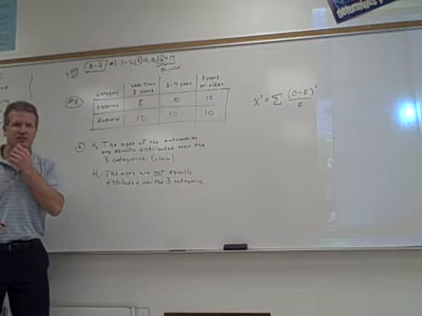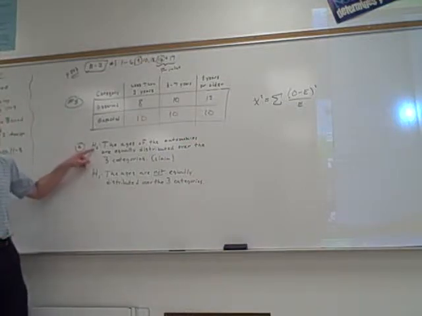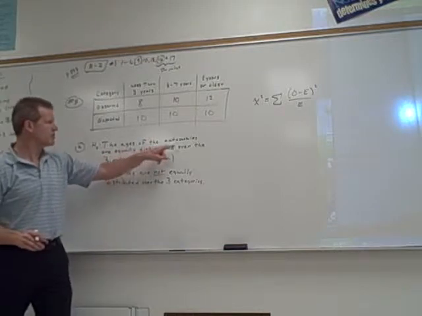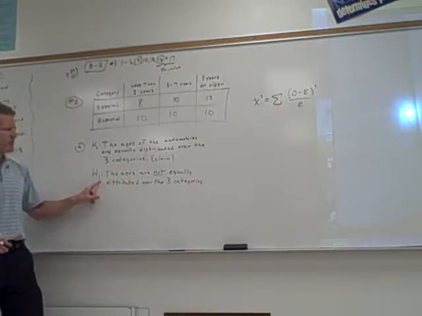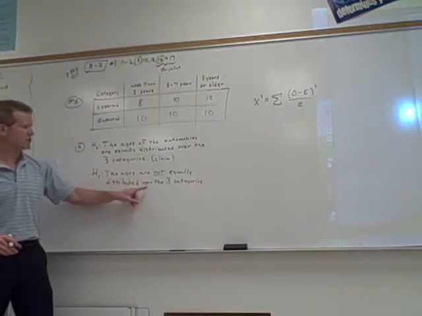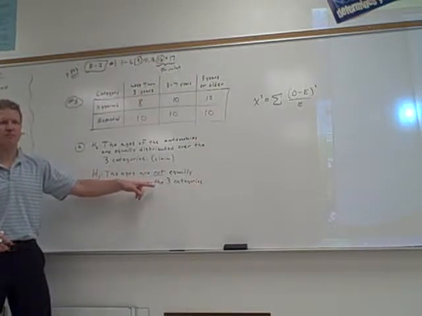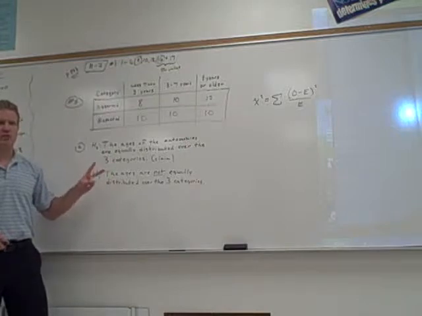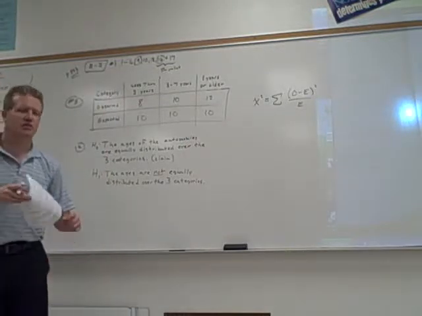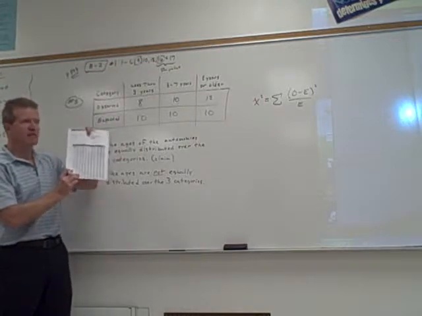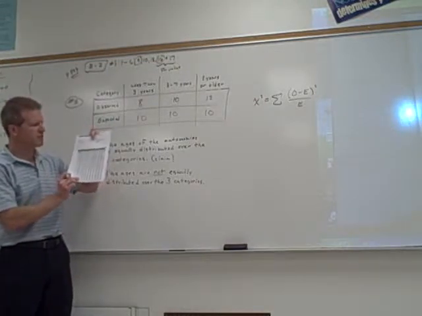We're doing hypothesis testing. We're doing the traditional method. Start off by writing your null hypothesis. The ages of the automobiles are equally distributed over the 3 categories. That's your claim. The alternative hypothesis would be the ages are not equally distributed over the 3 categories. Second step is to find your critical values. Your critical values are going to come off your chi-squared table. I've got that copied on the back of your assignment sheet.